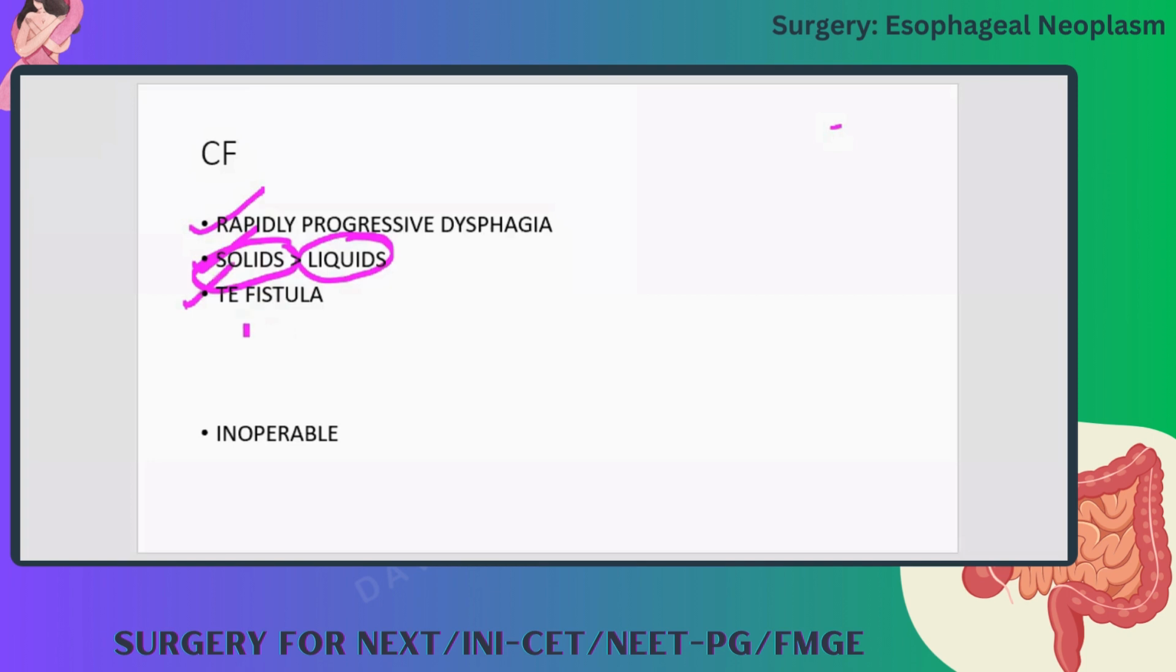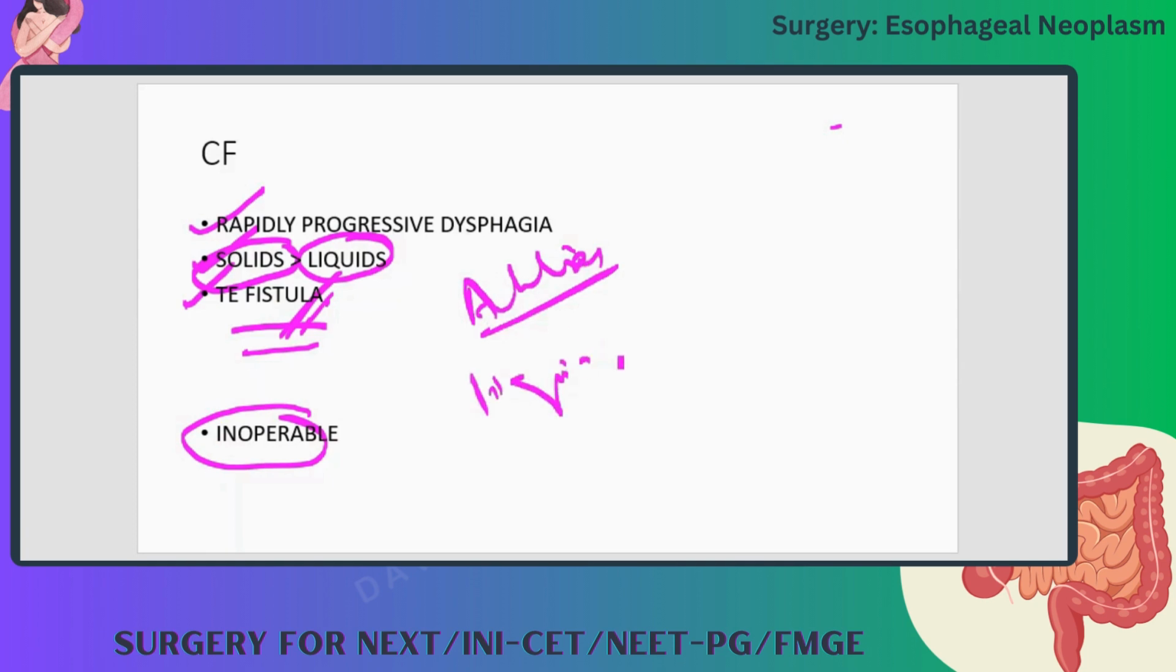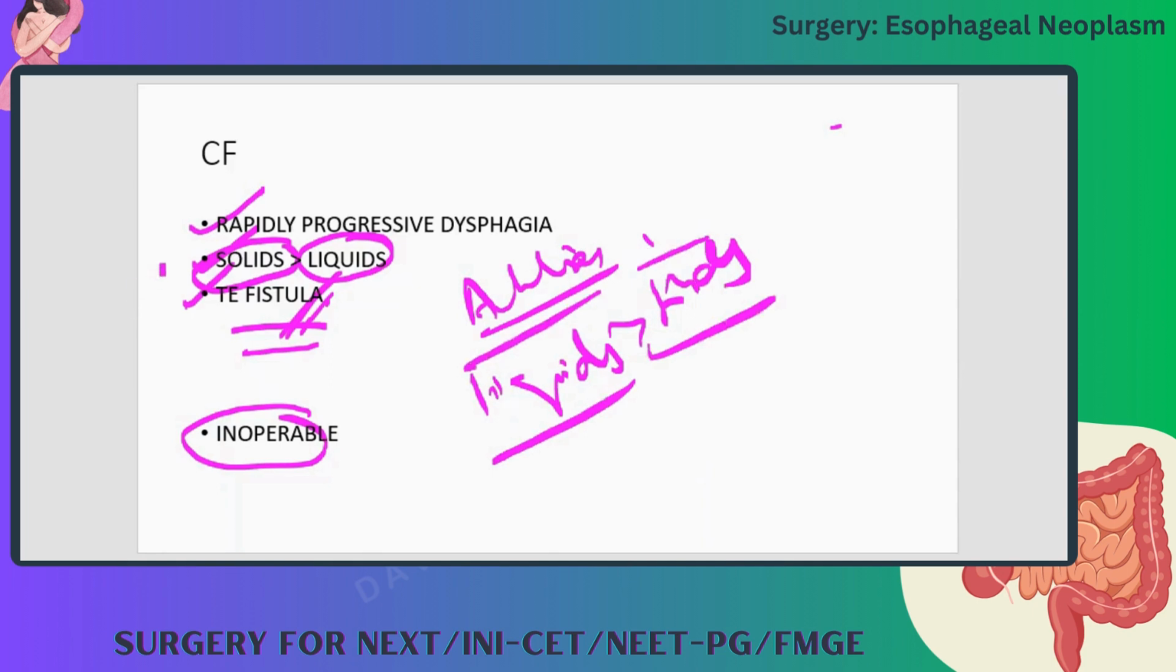In most cases, because of this malignancy, they form a tracheoesophageal fistula. And in some cases, these patients become inoperable. We have to give only other modalities; we can't operate on them. And remember one thing: in achalasia, dysphagia is more for liquids than solids. In cancer, it is more for solids than liquids.